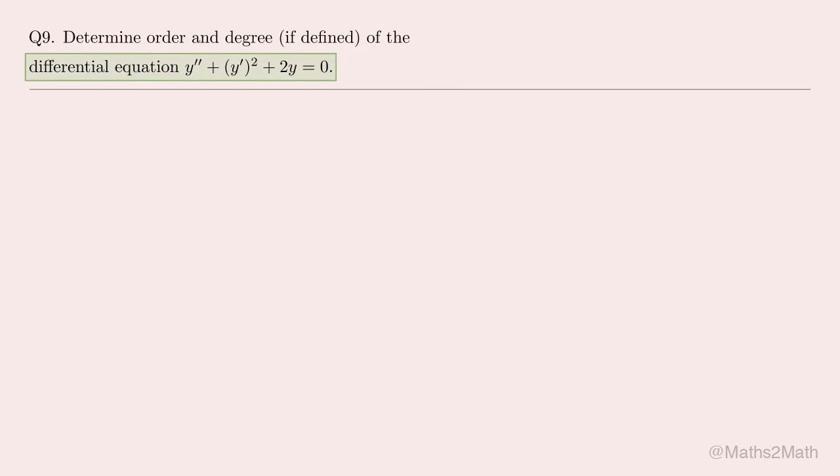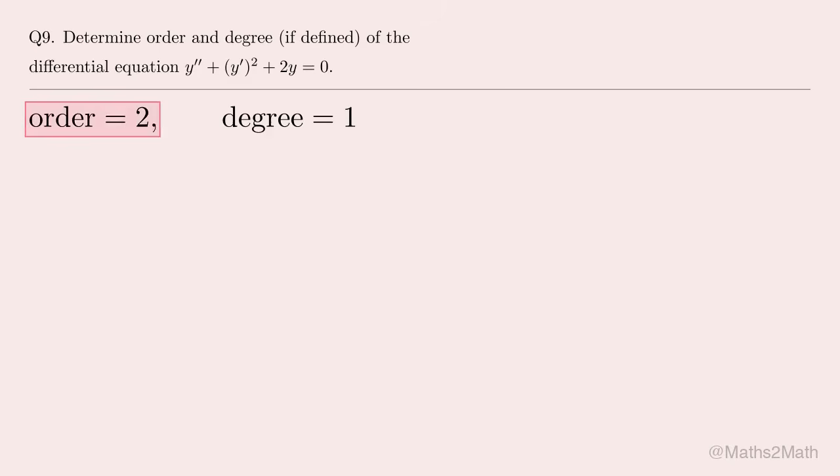Question 9. A squared first derivative beside a clean second. Order is the highest derivative. Degree is its power once the equation is polynomial in derivatives. Order 2, the second derivative's power is 1.